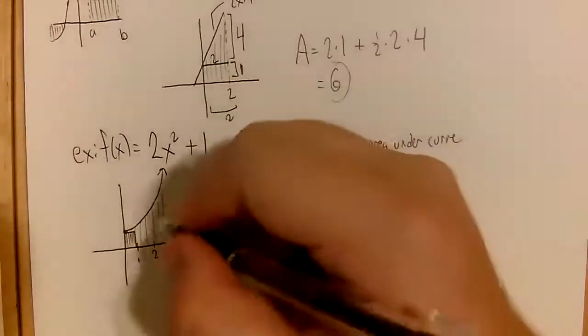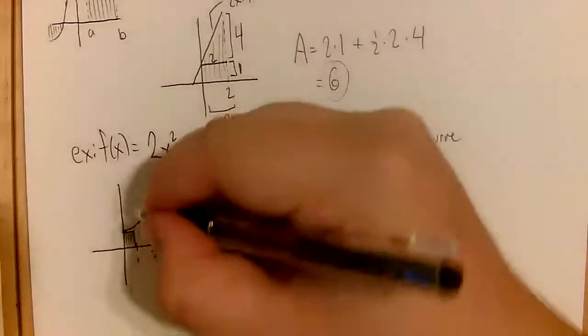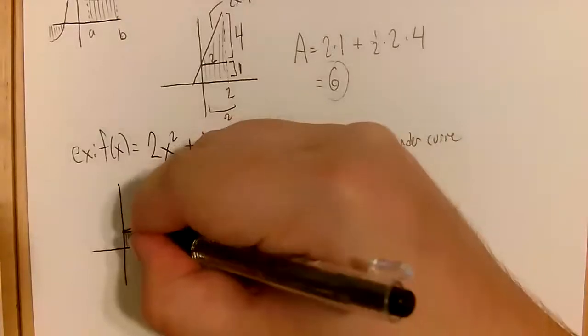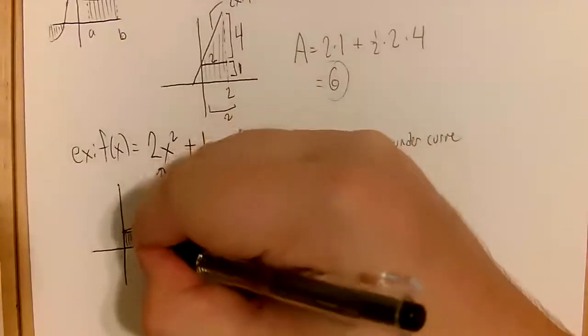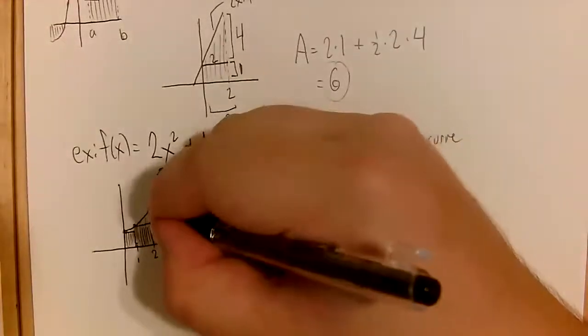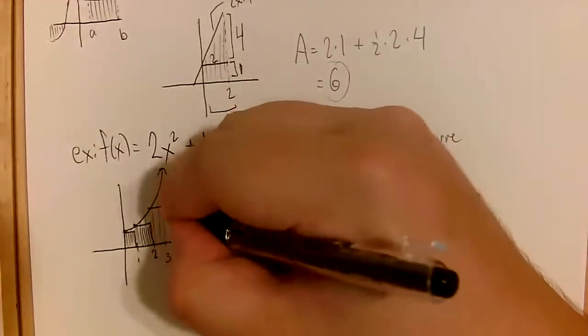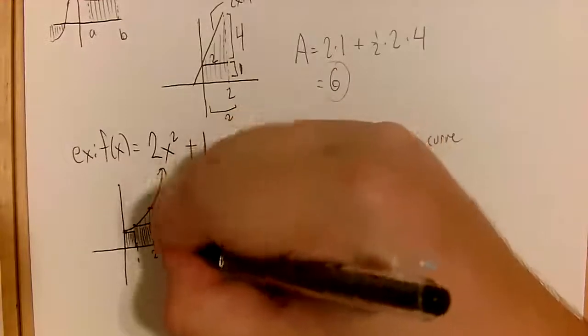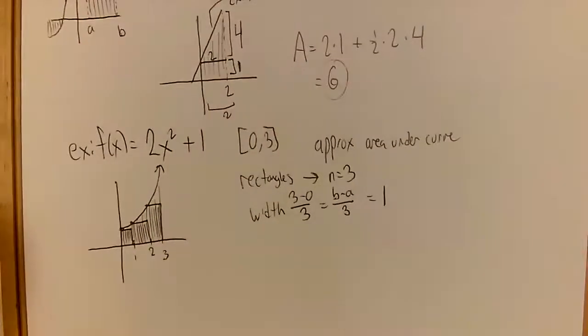So there's our first rectangle. For the one in between 1 and 2, I'm going to go to f of 1, which is a little bit higher, and then shade that in. And then for 2 and 3, I'm going to go up to where f of 2 is and make a rectangle that way. So what we could do is we could add together the area of these 3 rectangles, and they should be relatively similar to that of the area under the curve.